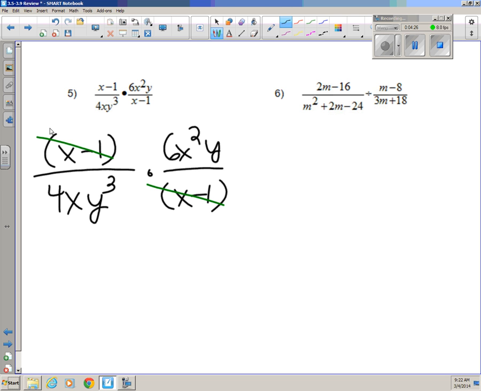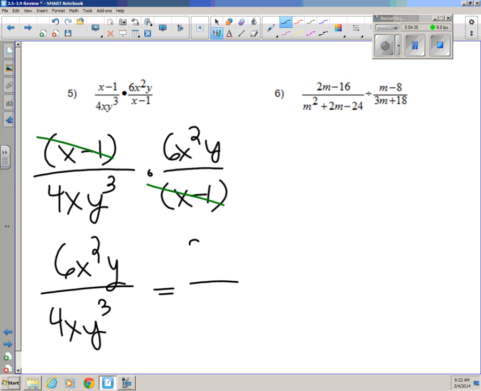These guys are done. So what I have left on top, 6x squared y. What I have left on bottom, 4xy cubed. Well, 6 and 4 are both divisible by 2, becomes 3/2. More x's on top by 1, more y's on bottom by 2. Final answer.